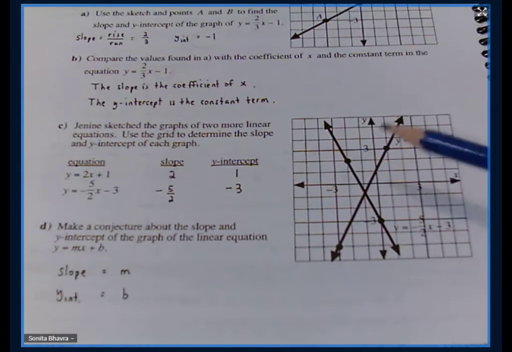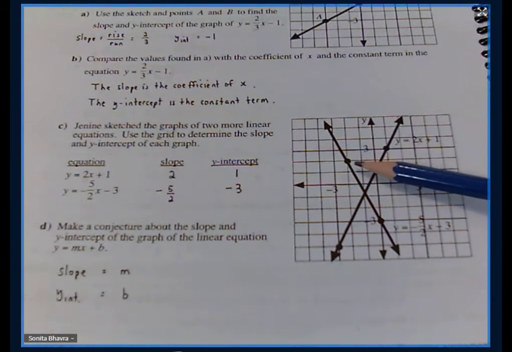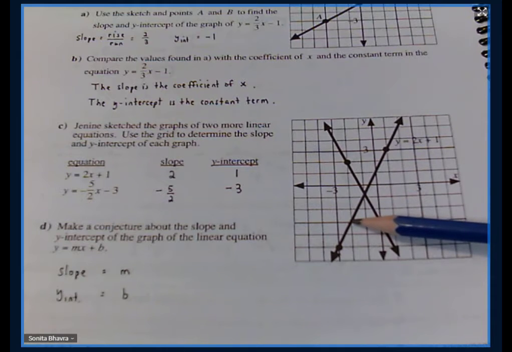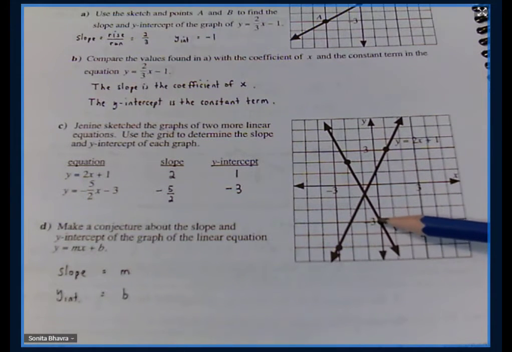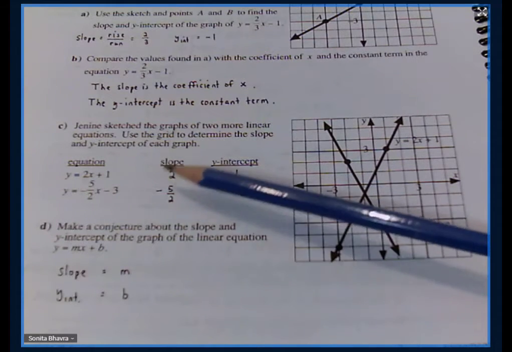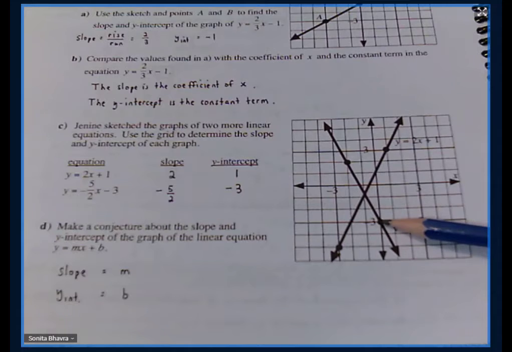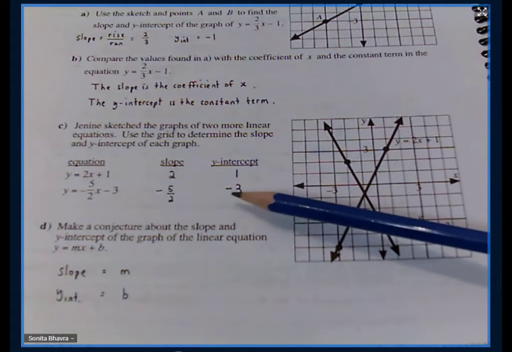Let's take a look at our second line here. The equation is y equals -5 over 2x minus 3. So counting for our slope, our line is going down. So 1, 2, 3, 4, 5. Our slope is -5 for the rise and over 2. So our slope is -5 over 2. And where is our graph crossing the y-axis? It is crossing here at -3. So our y-intercept is -3.